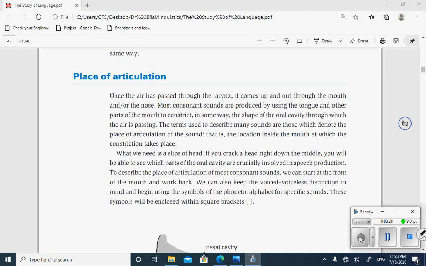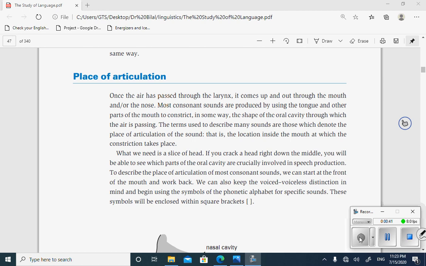So what causes voicing is the vibration of the vocal folds. If there is vibration, then the sound is voiced. If there is no vibration or the vocal folds are open, then the sound is voiceless.